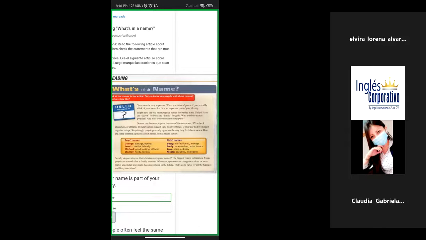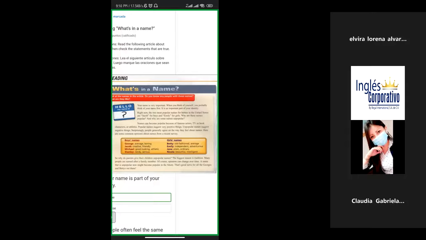Names can become popular because of famous actors, TV or books, characters or athletes. Popular names suggest very positive things. Unpopular names suggest negative things. People generally agree on the way they feel about names. There are some common opinions about names from a recent survey.